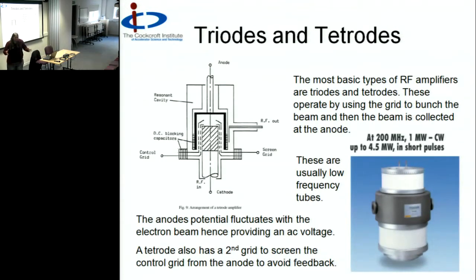Now, if you can do an AC gun, then you generate your first RF amplifier, the tetrode or the triode. The triode is the more basic of the two. The triode is just exactly that. It's an anode, it's a cathode, and it's a grid.